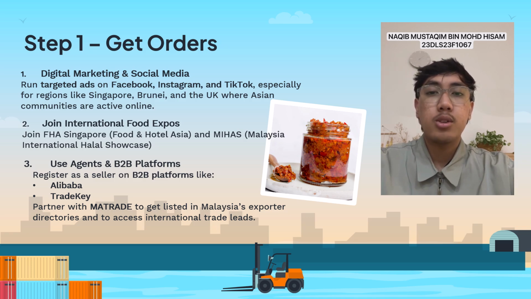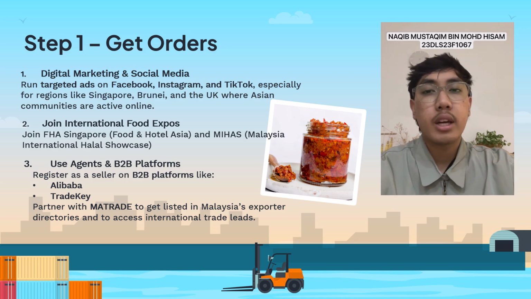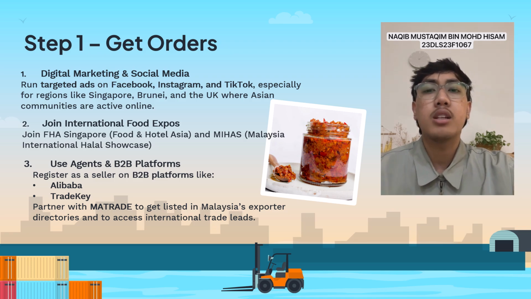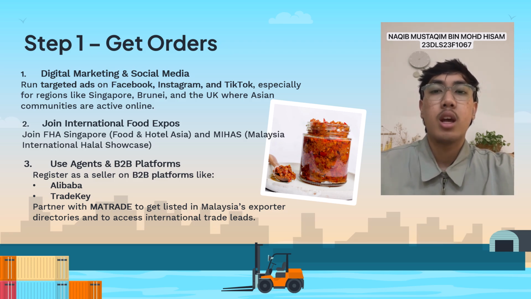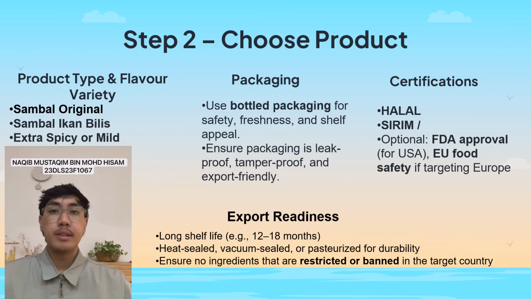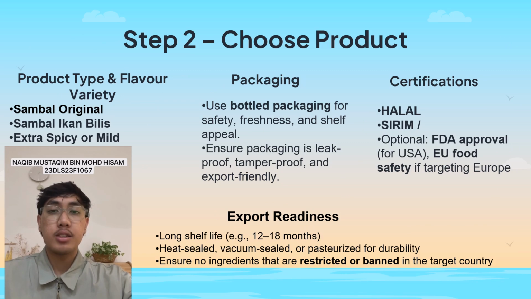First, we will use digital marketing on platforms like Facebook, Instagram, and TikTok to run targeted ads focused on an Asian audience overseas. Next, we will join international food expos like FHA Singapore and MIHAS, the Malaysia International Halal Showcase, to attract international buyers. We will also use agent and B2B platforms such as Alibaba and TradeKey. On top of that, we will collaborate with Matrade to be listed in their exporter directories and gain access to international trade leads.